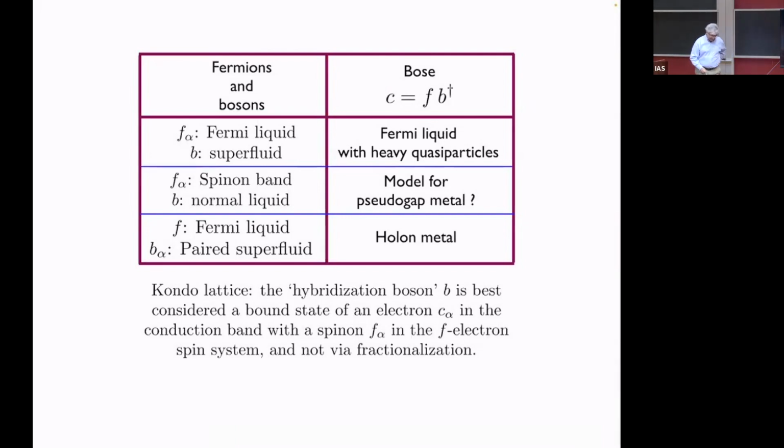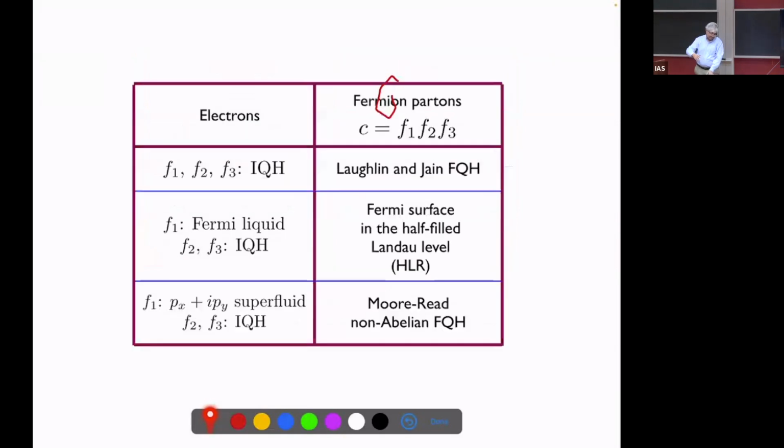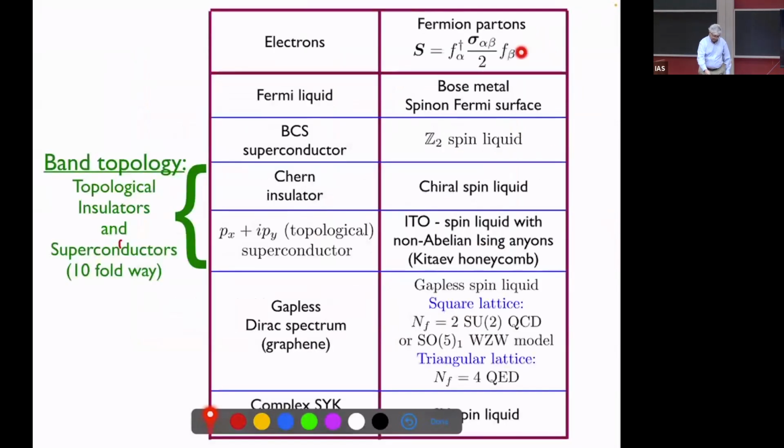But one thing I should mention, there is something called the slave boson, or now better called the hybridization boson, that appears in a somewhat different context as the Kondo lattice. So in the Kondo lattice, you have two bands. There's one band which is spins, which are effectively like any of the spins that we're talking about, any of these states we're talking about here. So that's one band. And there's another band where we have moving electrons.